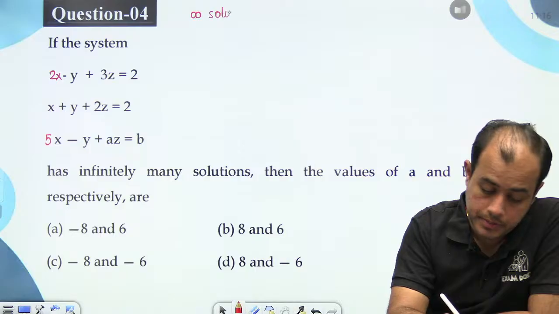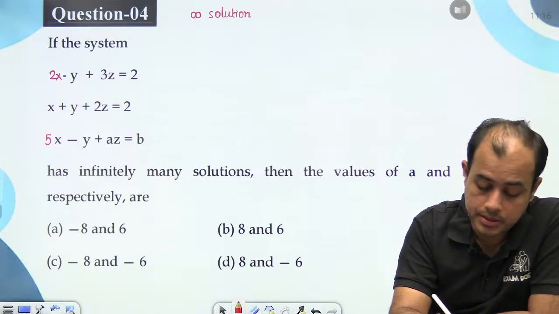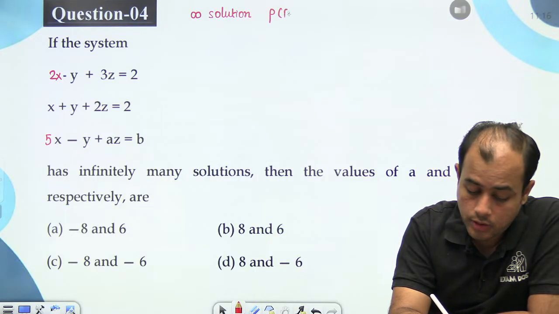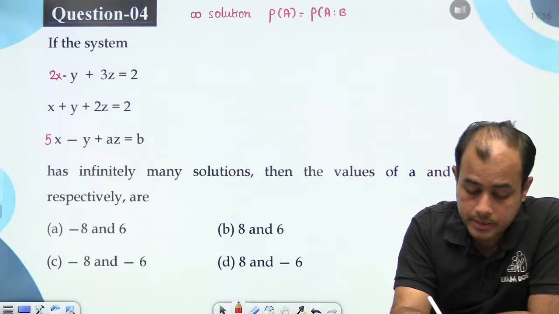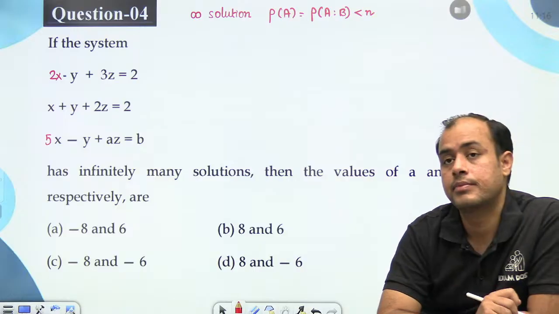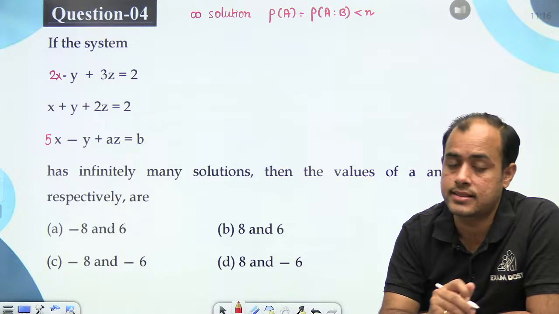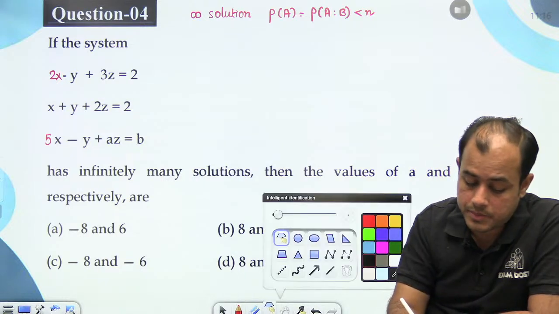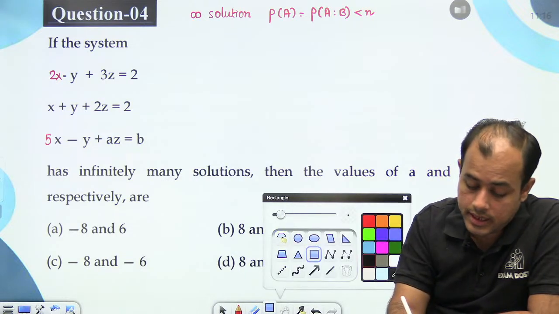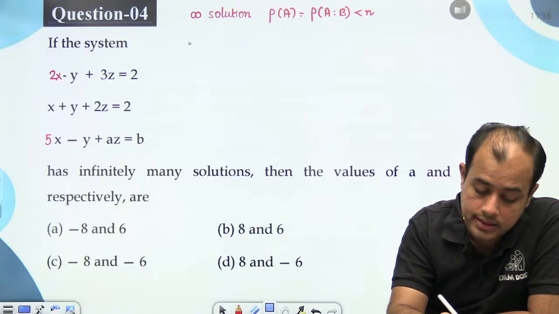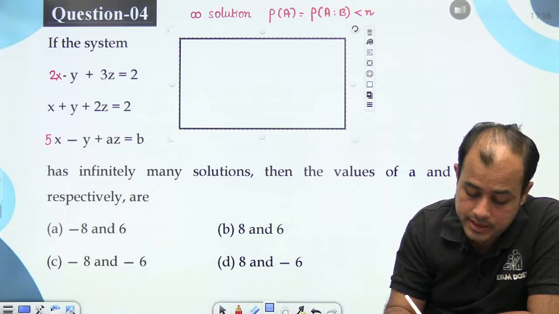Infinite solutions mean, क्या मतलब होता है? Rank of A is equal to rank of A augmented B, less than n. A augmented B दोनों का rank n से छोटा आना चाहिए and both must be equal. So the rank should be less than n. At the same time, both the ranks must be equal.